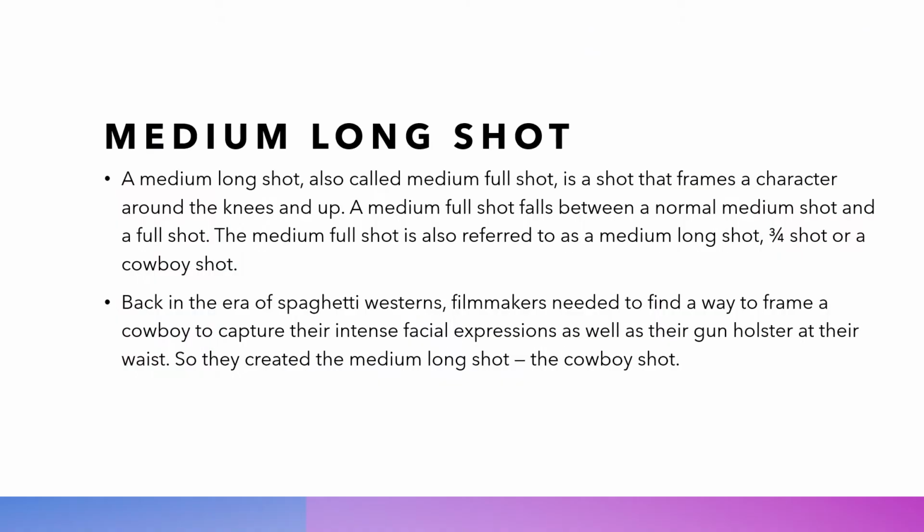The medium long shot, also called a medium full shot, is a shot that frames a character around the knees and up. A medium full shot falls between a normal medium shot and a full shot. It is also referred to as a medium long shot, a 3/4 shot, or a cowboy shot.